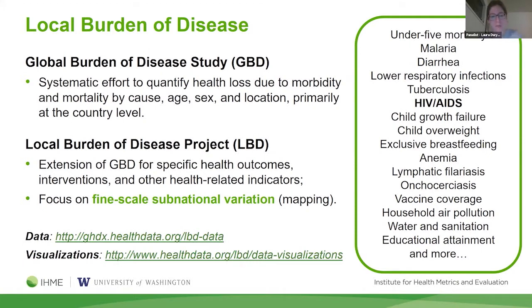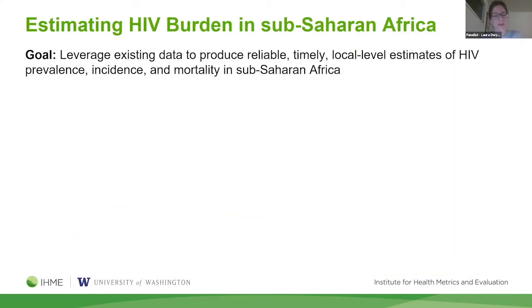I'm going to focus on our work on mapping HIV burden, but I do want to note that this is just one example of this type of work, and the data sets and the data visualizations for all of the other indicators are available online in many of the same formats that Ali has already alluded to, including data sets on the GHDX and visualizations on our VizHub. Data: ghdx.healthdata.org/lbd-data. Visualizations: healthdata.org/lbd/data-visualizations.